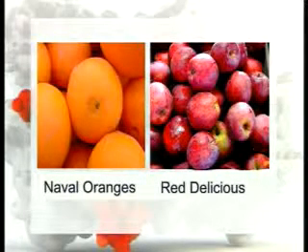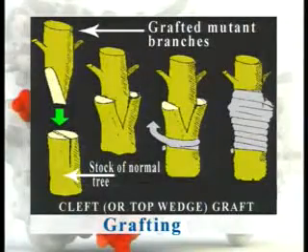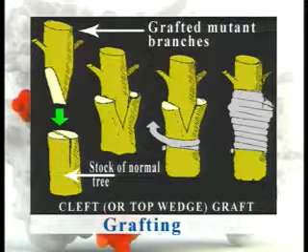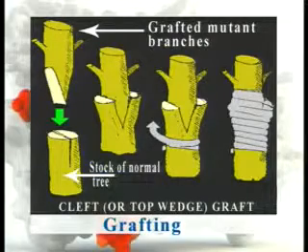Horticulturists first observed the mutants. They then grafted mutant branches onto the stalks of normal trees. After that, the graft was established. Cuttings from the original graft were grafted onto tree stalks. In this way, the mutation was maintained and proliferated.